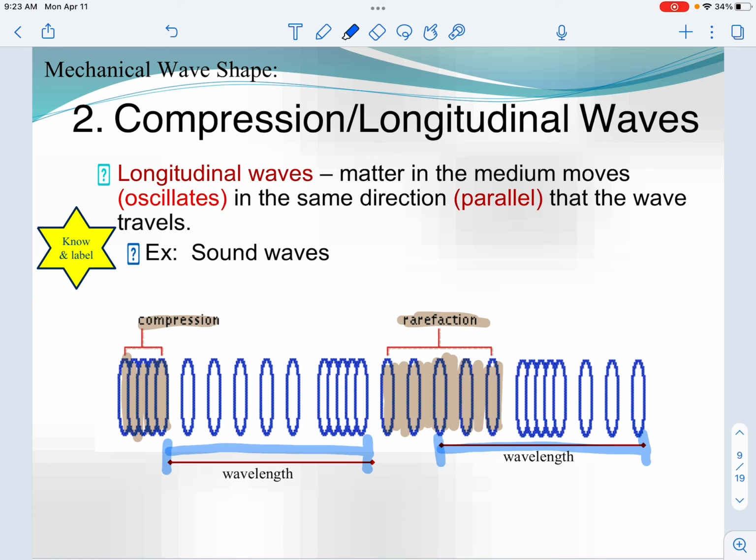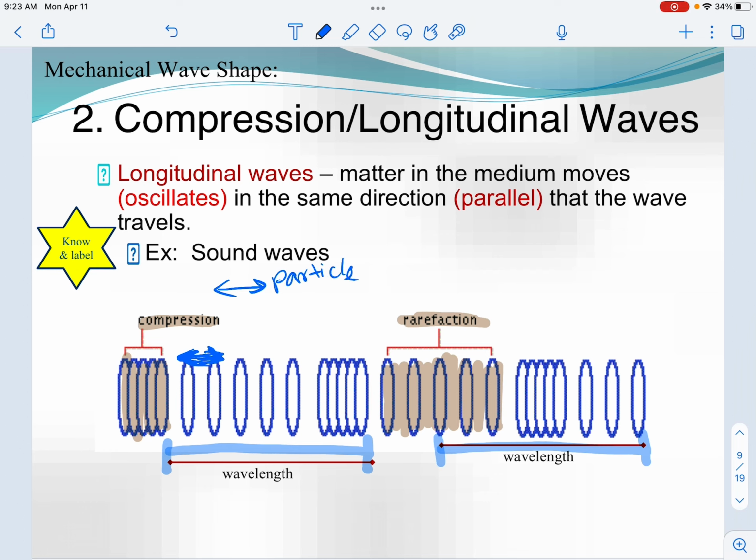So longitudinal waves, the matter is going to oscillate parallel to the wave. So what this means is that these molecules are now going to be vibrating right-left. They're going to be bouncing back and forth to the right and to the left. And so the particle motion is going to be right-left.